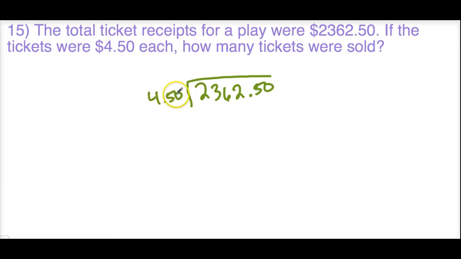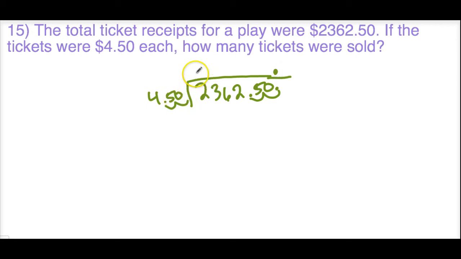So again, when we're dividing, we have to make sure we have a whole number in our divisor. So to get this to be a whole number, we have to multiply by 100, and that moves our decimal 2 places to the right. Do the same thing in our dividend. So now our decimal is here, and I'm going to go and put it up in my quotient to make sure I don't make a mistake there.